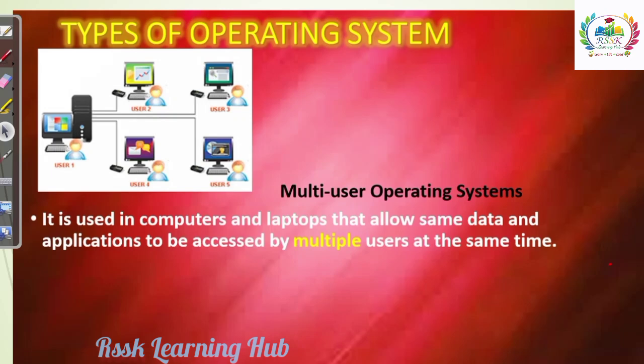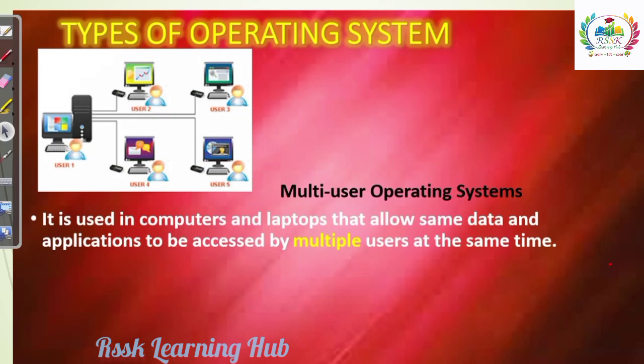Next, it is used in your computer and laptop and allows the same data and application to be accessed by multiple users at a time. At a time, all the people can get in, and if they wish to modify with their knowledge, they can. Otherwise, they have to inform me. Like that, the OS part will get executed. So it is in computer and laptop, with the same data and application accessed by multiple users. So these are the types of OS.